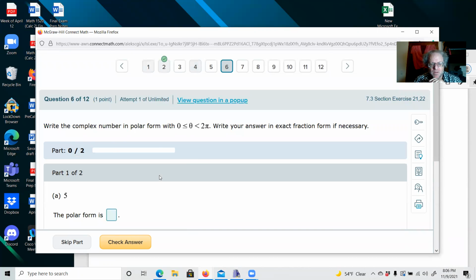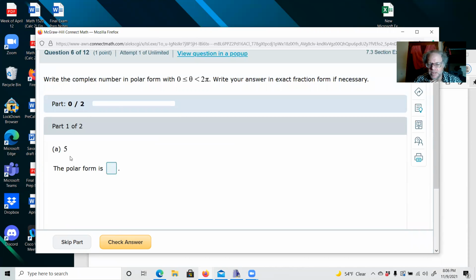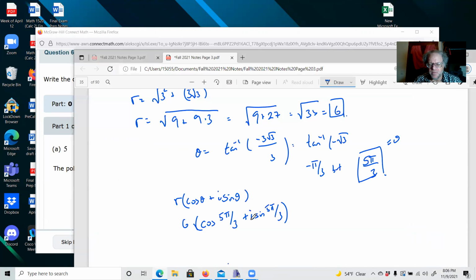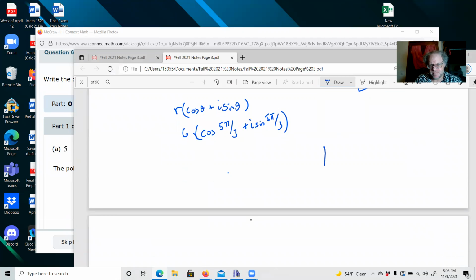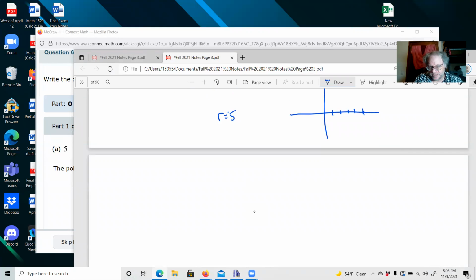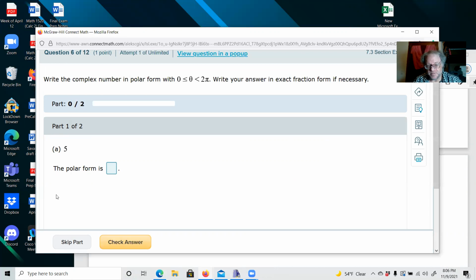Let's see here. Oh, right, the complex polar form here, 5. Okay, where is 5? 1, 2, 3, 4, 5. How far away from 5 is the origin? The r is 5. What angle is this? Theta is 0. Okay, so this is 5 times cosine of 0 plus i sine of 0. Okay, and I know it's a little tricky, but that is exactly what they wanted.